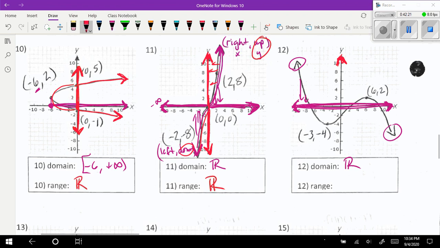Same concept is going to happen with the y values. So because I have this arrow here, that means down forever. I'm going to go down forever. And we already talked about this arrow here meaning up forever. All of these points can move over. All of these points can move over. And eventually this whole entire thing will be covered, and your range is all real numbers.